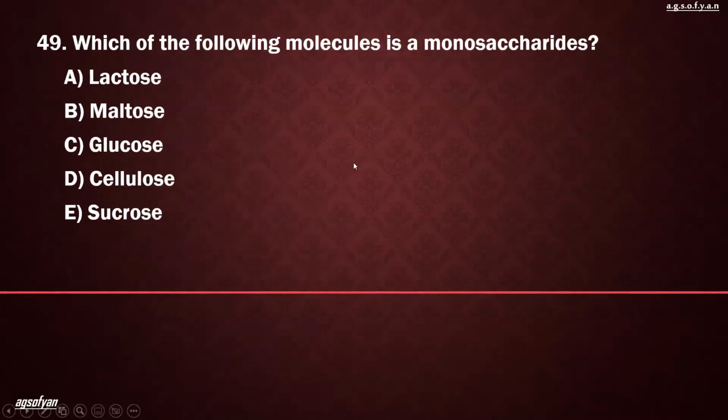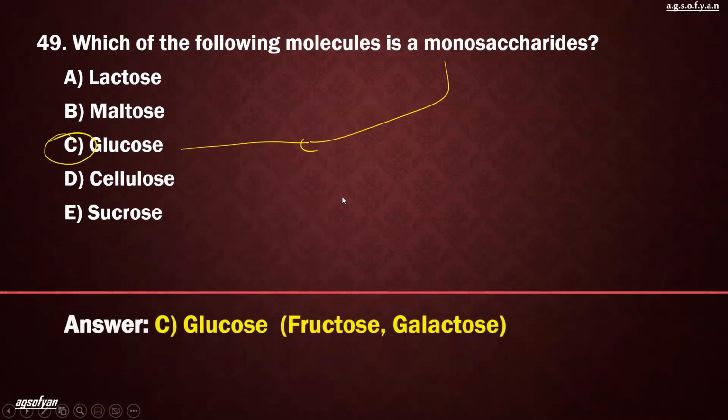Which of the following molecule is monosaccharide? Glucose. Okay, glucose is monosaccharide. The rest is actually many sugars. So glucose is example of monosaccharide.